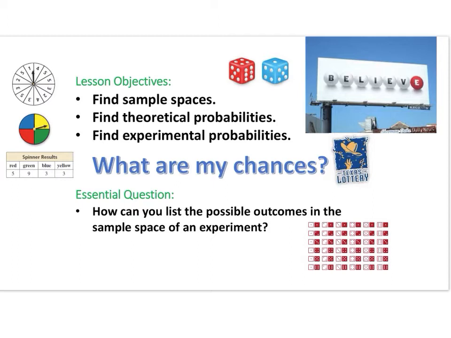Alright, our lesson objectives: find sample spaces, find theoretical probabilities and experimental probabilities, and our essential question is, how can you list the possible outcomes in the sample space of an experiment? So hopefully all these images here are a good indication of what we're going to be practicing in our lesson today.